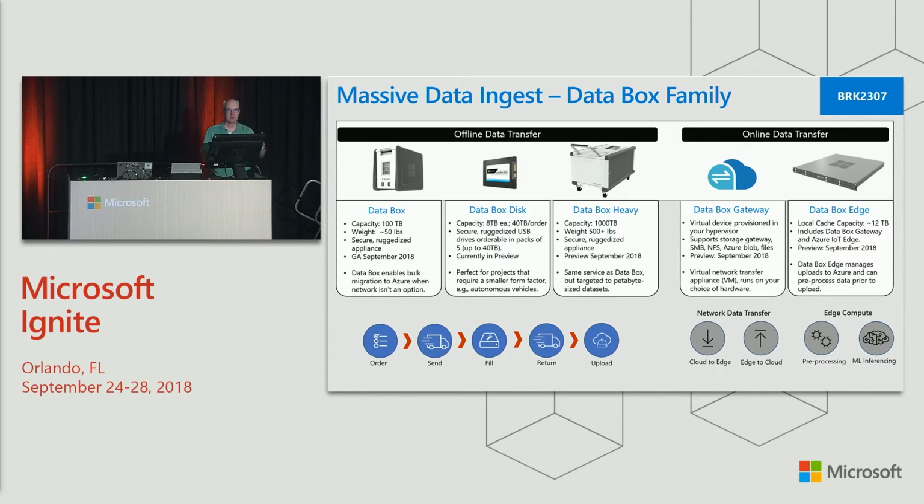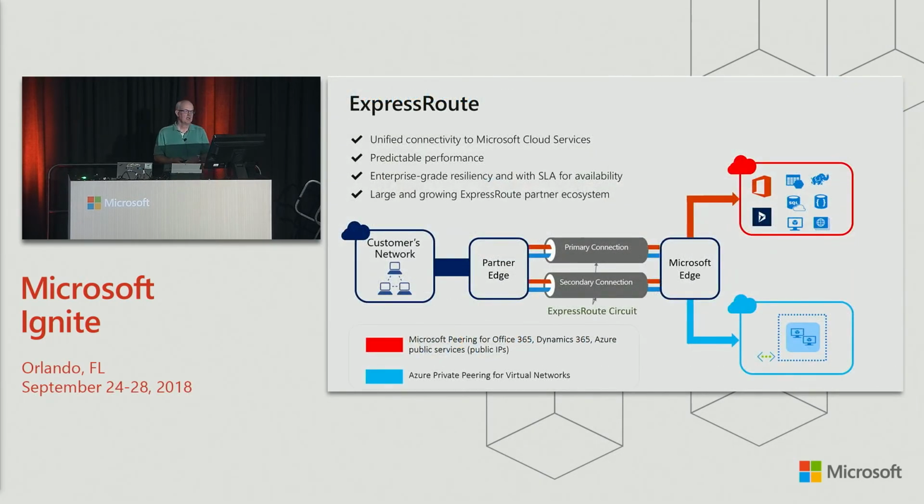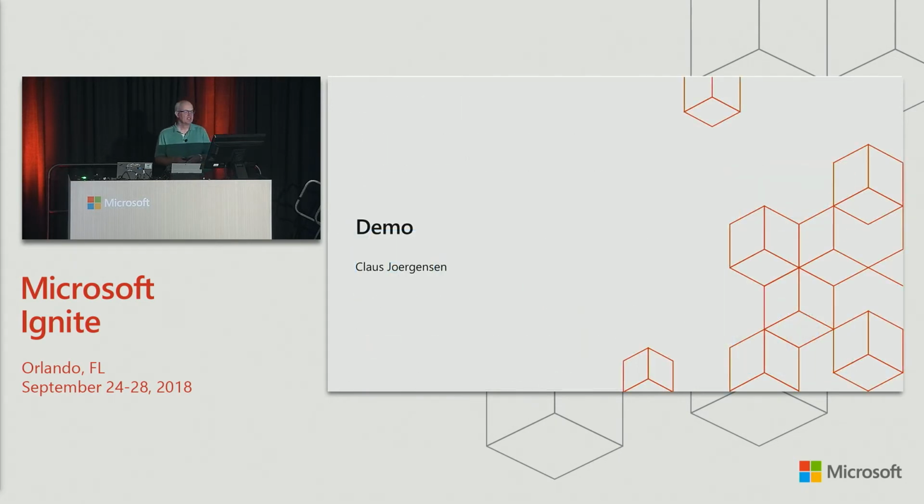Now, there's also ExpressRoute, and hopefully you have all seen the announcement around ExpressRoute this week supporting 100 gigabit per second network links, right? And so let's take a look at what that looks like. So I have this little short demo, and hopefully the clicker works.